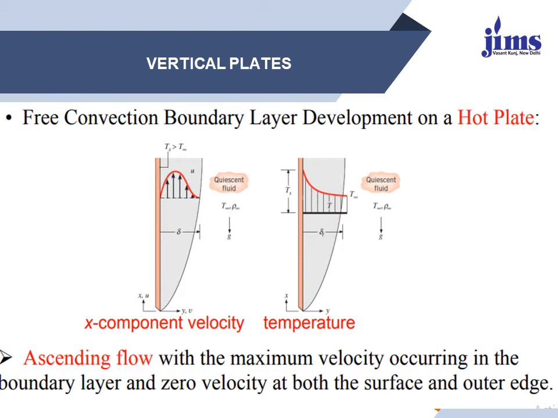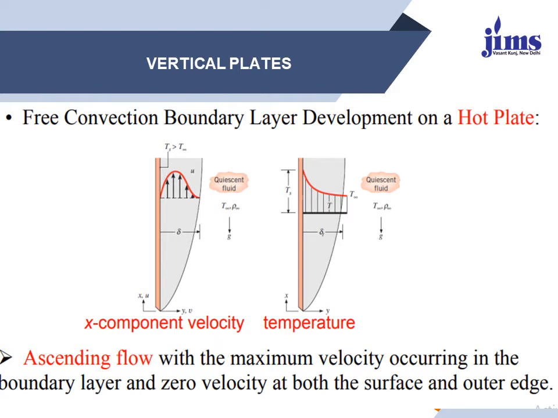This distribution is the temperature distribution, and this distribution is the velocity distribution. In both cases it is parabolic in nature. So this curve is parabolic in nature, and this curve is also parabolic in nature. So there is an ascending flow, with the minimum velocity occurring in the boundary layer and 0 at both surfaces, at the outer edge. Generally there are two types of boundary layer, known as the hydrodynamic boundary layer and the thermal boundary layer, and the Nusselt number plays a very important role.